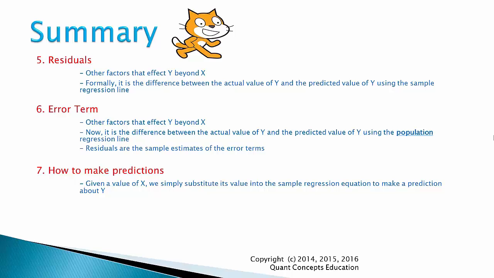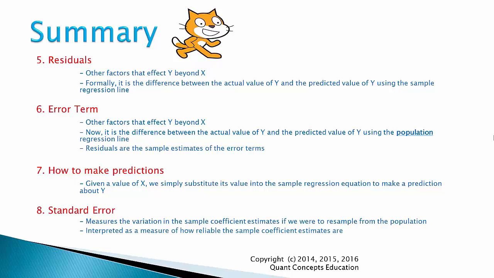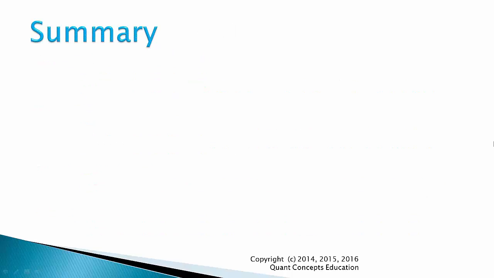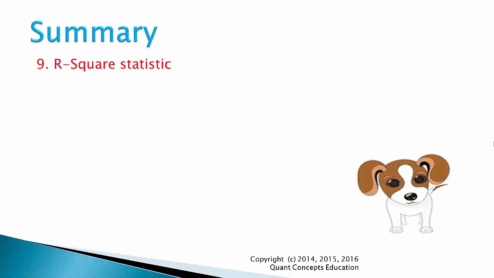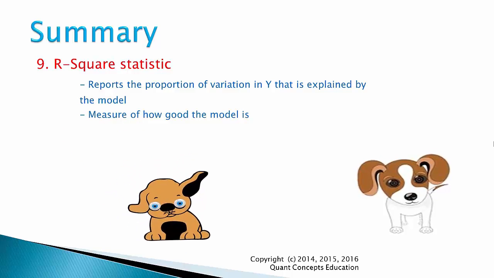Eighth, we also talked about the standard error. The standard error measures the variation in the sample coefficient estimates if we were to resample from the population repeatedly. It can also be interpreted as a measure of how reliable the sample coefficient estimates are. And finally, the R-square statistic. This reports the proportion of variation in y that is explained by the model. It's a measure of how good the model is.